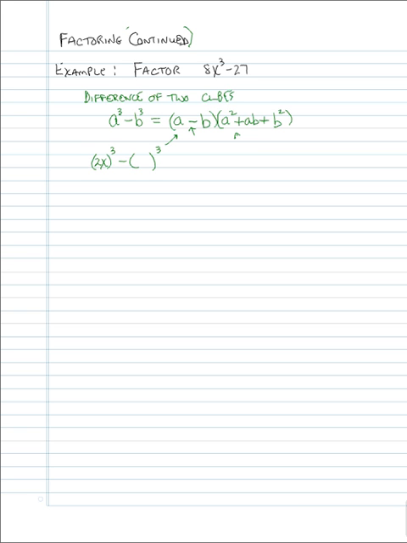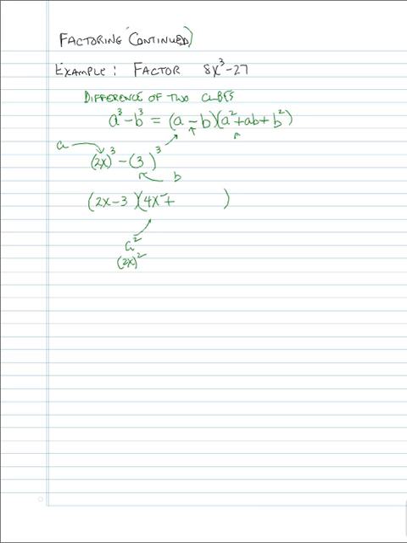We recognize if we cube 2x, we get 8x cubed, and if we cube 3, we get 27. So our a is 2x. That's what we're cubing in the first place. And our b is 3. And so when we go about factoring this, we would have binomial times trinomial. In the binomial, we have the a, 2x, minus the b, 3. And in this first position, remember, we have a squared. But a is 2x, so we square 2x, and that gives us 4x squared.